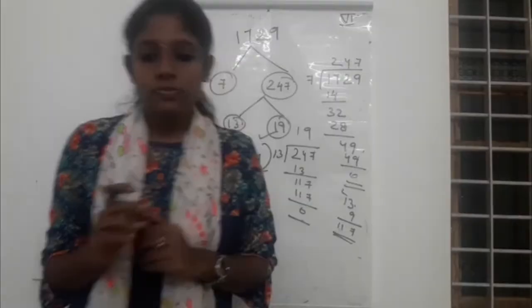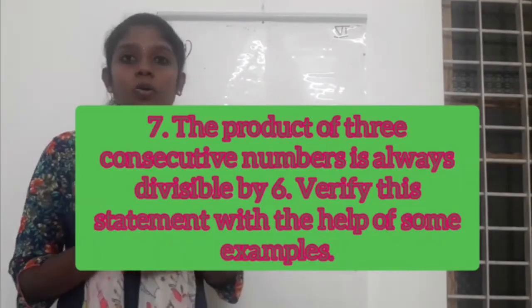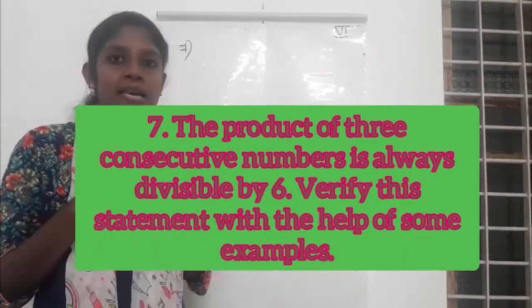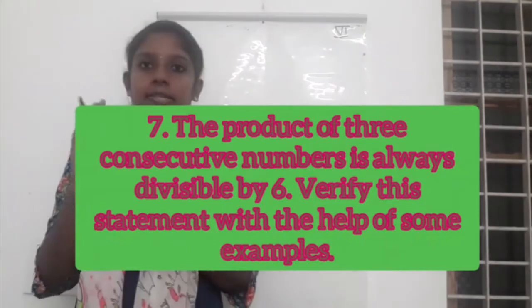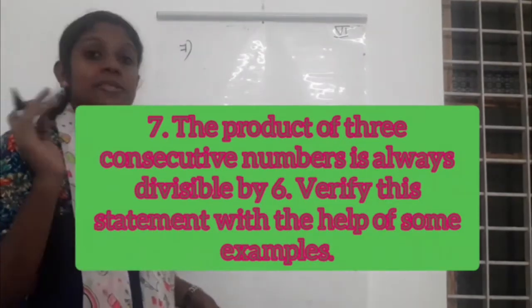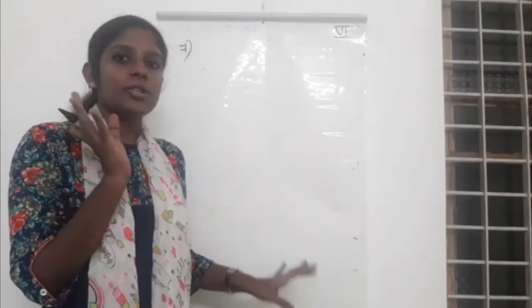Okay. 7th question from your textbook. The textbook question is: product of three consecutive numbers is always divisible by 6. Verify it. Consecutive numbers are numbers lying next to each other. Check whether their product is always divisible by 6 or not.